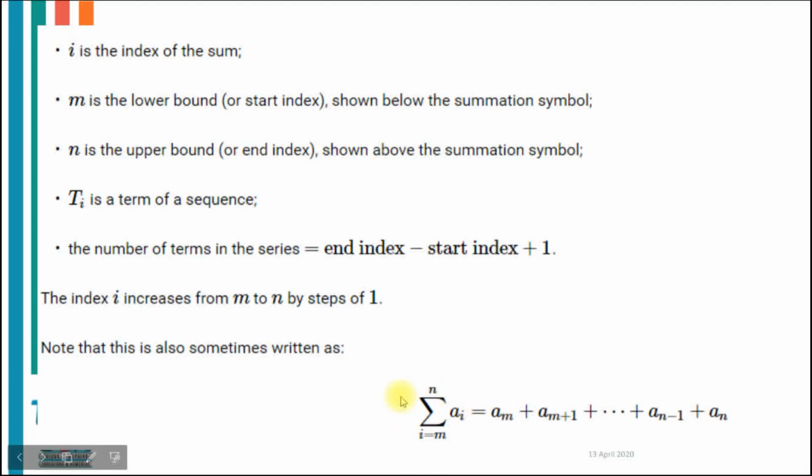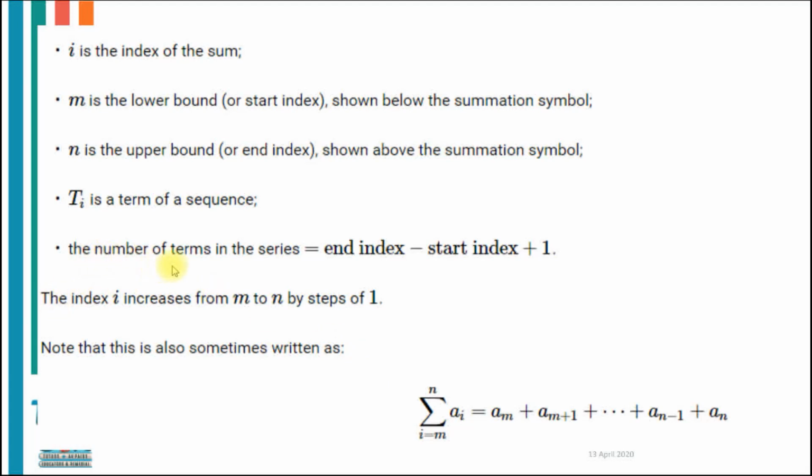So i is the index of the sum. There is our i there. m is the lower bound or start index shown below the summation symbol. So there's our m. n is the upper bound, or the end index, shown above the summation symbol. There is our n there. Ti is a term of a sequence.